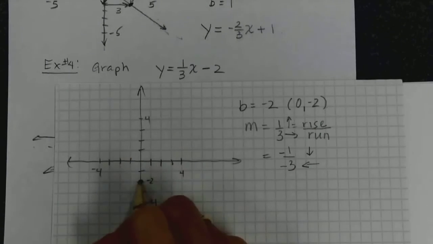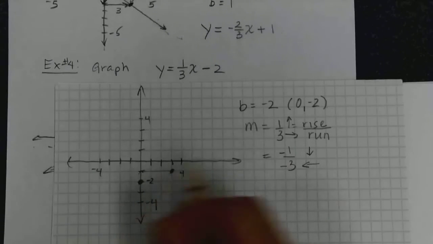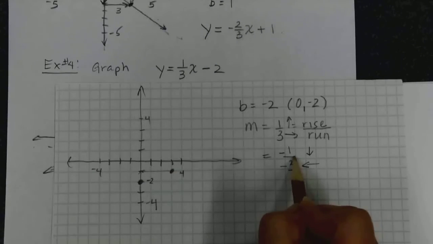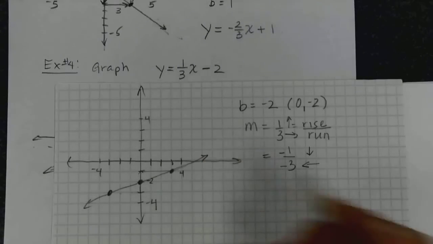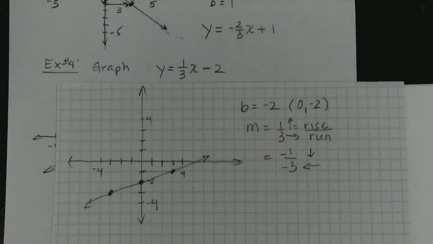From there, we're going to go up and over. So here's my first point. And I'm going to do the other way, down and to the left. There's the other point, and together it makes a line. I would like a minimum of 3 points to graph a line. And this is the slope-intercept form of a linear function.